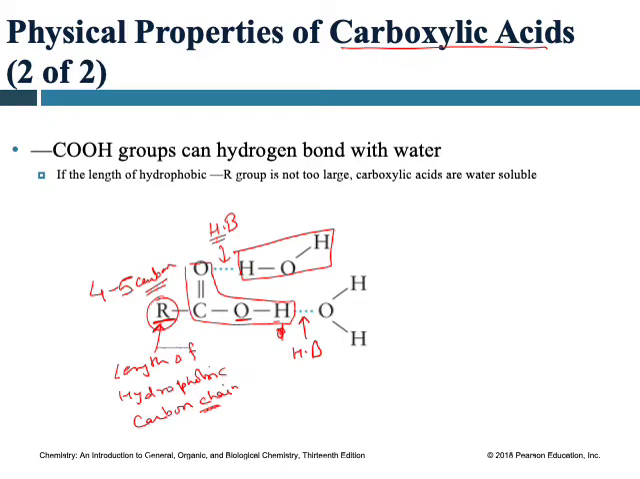But once it crosses 6 or 7 carbons, or the length of the hydrophobic carbon chain increases too much, then the solubility of the carboxylic acid compound is going to decrease. Right? So make sure you know this thing. The length of the hydrophobic R group should not be large. Then the carboxylic acids are water soluble.